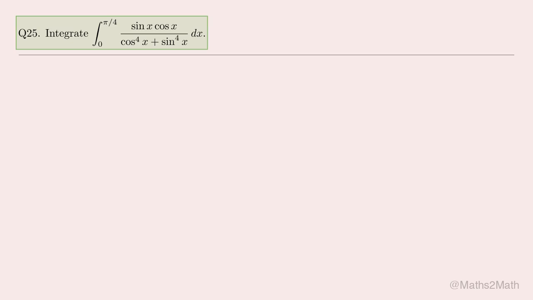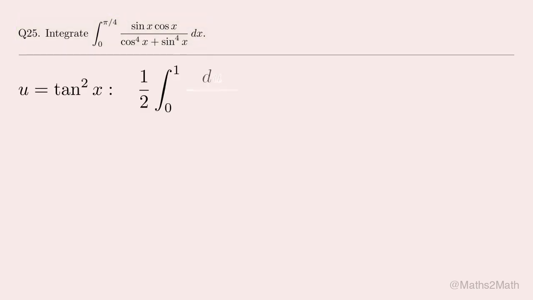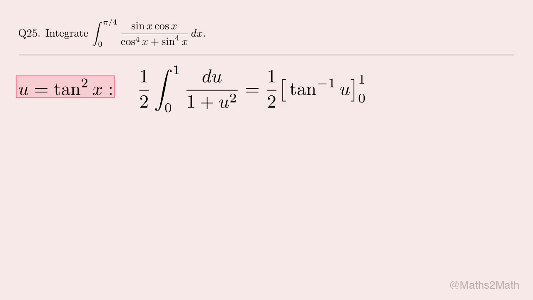Question 25. Divide by cosine fourth and substitute tangent squared. An arctangent of u appears. With u as tangent squared x, the integral is half the arctangent integrand from 0 to 1. Pi over 8.